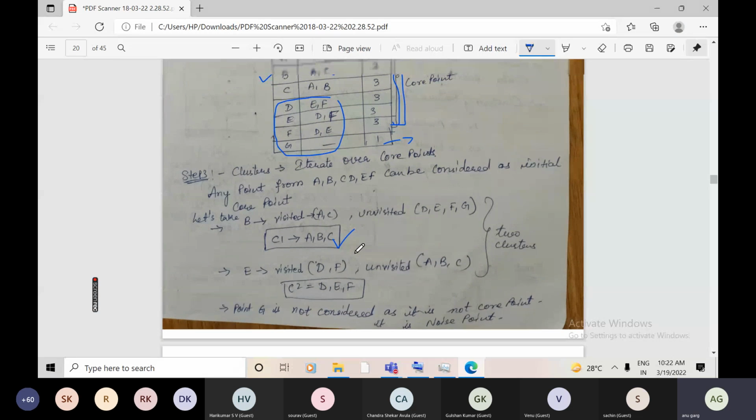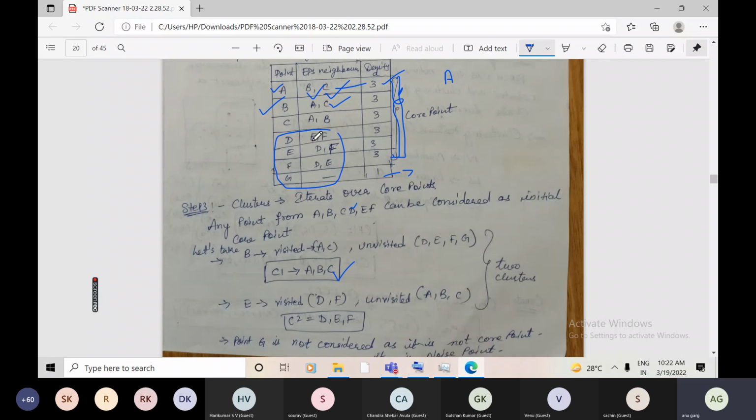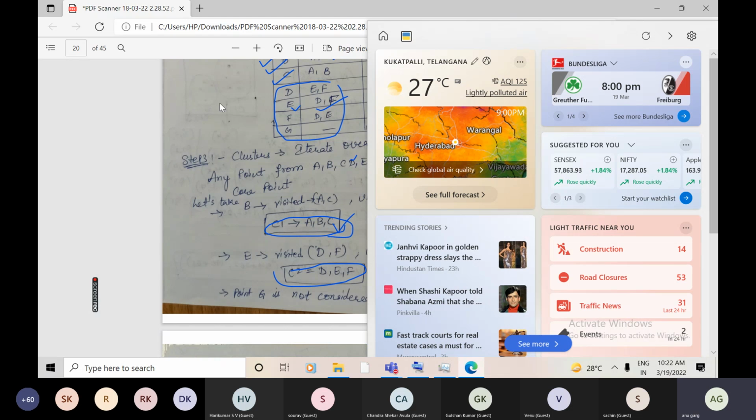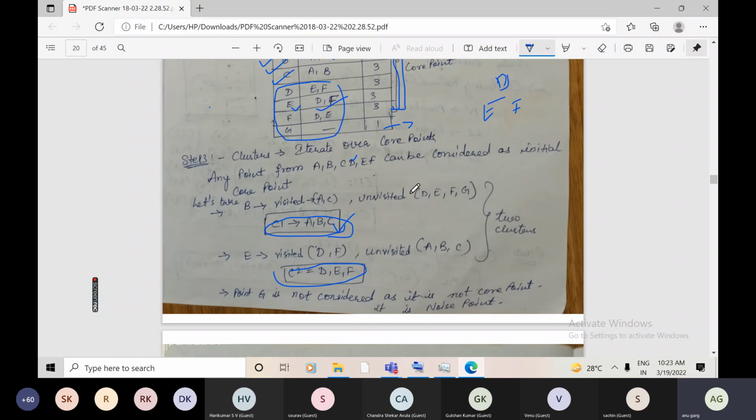And if you take point D, from D you have E, F. Or you take point E, from E you have D, F. That means D, E and F come together. They never occurred along with A, B, C. Hence D, E, F is one more cluster. So this is how we did the clustering here. Is this point clear? This is the only difference between the first question and the second question.